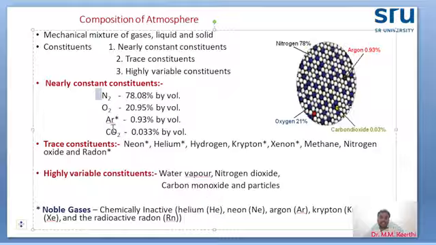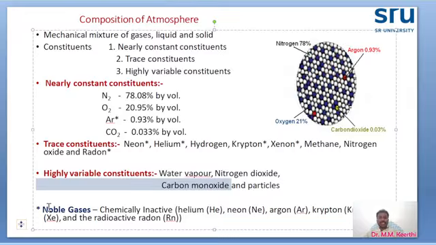What are the trace minor gases? Neon, helium, hydrogen, krypton, xenon, methane, nitrogen oxide, and radon. Highly variable means it varies from place to place, time to time, season to season. What are these? Water vapor, nitrogen dioxide, carbon monoxide, and other particles.